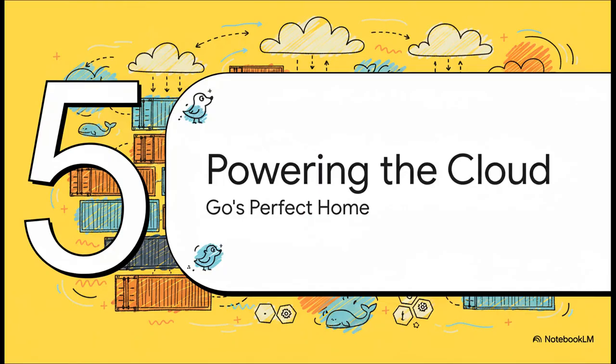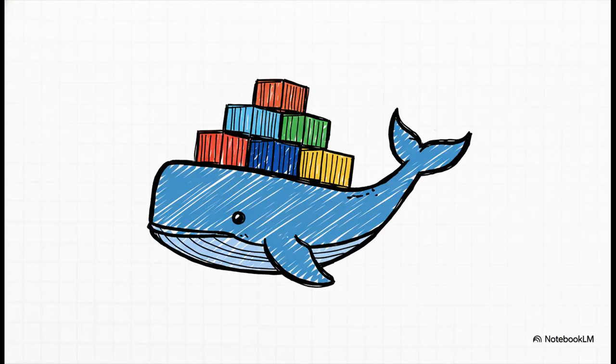So let's recap. We have a language that's simple, crazy fast, and an absolute master of concurrency. So where do you think a language like this would find its perfect home? Well, it turns out it's powering the massive, distributed systems that run the modern cloud. You've heard of Docker, right? The technology that totally revolutionized how we package and run applications? Yep, it's written in Go. Its efficiency and simplicity were a perfect match.